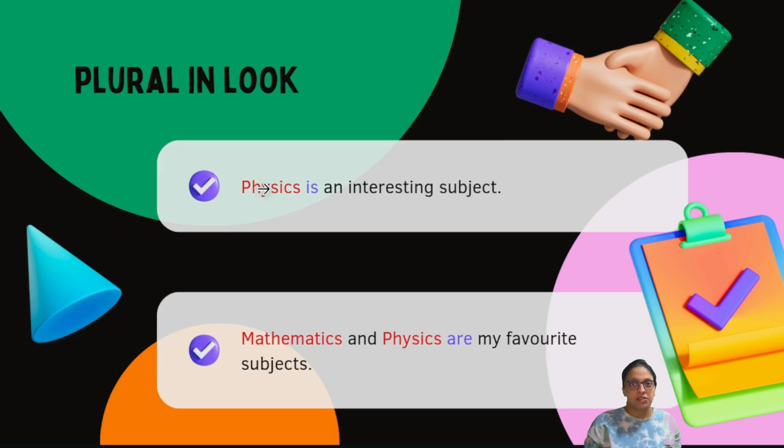Okay, mathematics and physics. When I'm saying mathematics, mathematics also is a noun that looks like plural, but it is singular in meaning. But when we talk of physics and mathematics together, we are talking about two separate singular nouns. So with physics and mathematics, we are going to take a plural verb, because we are talking about two singular nouns with a conjunction that makes the subject plural. So mathematics and physics are my favorite subjects.